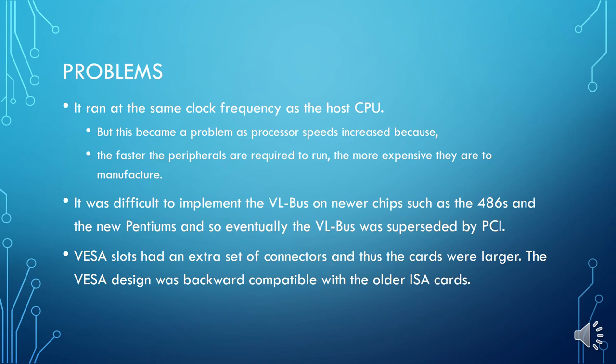And second, it was difficult to implement VL bus on newer chips. Means later on 486 and new Pentiums were introduced, so it was difficult to implement VL bus on these kinds of chips, and VESA slots had an extra set of connectors, and thus cards were larger. So three problems were there. One, the speed was so high that overall it became expensive. Second, it was not able to be implemented on the newer chips, and third, the cards are very much larger.